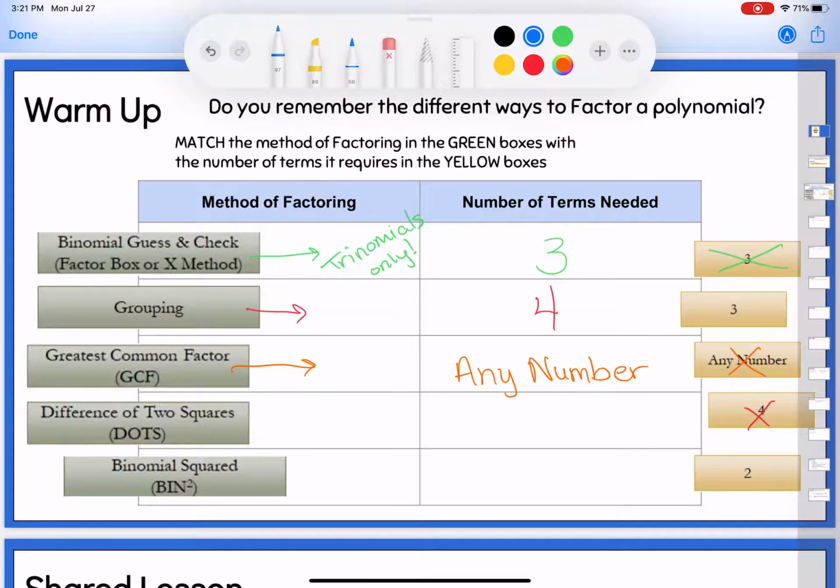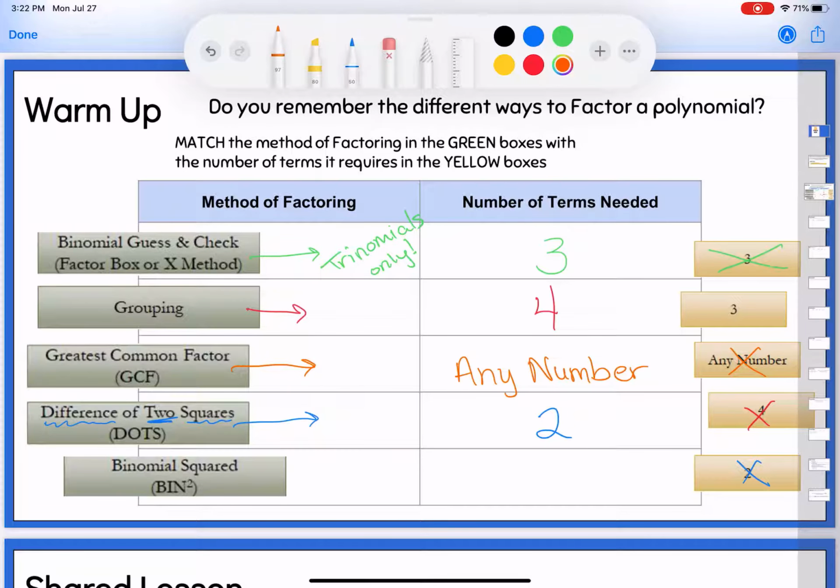All right, then let's say we've got the difference of 2 squares, otherwise known as DOTS. The key to the number of terms needed was right there in the name of that one. Difference of 2 squares, we need 2 terms for DOTS. That's the one where you're looking for a difference, so it has to be subtracting between the 2 terms, and both terms need to be perfect squares.